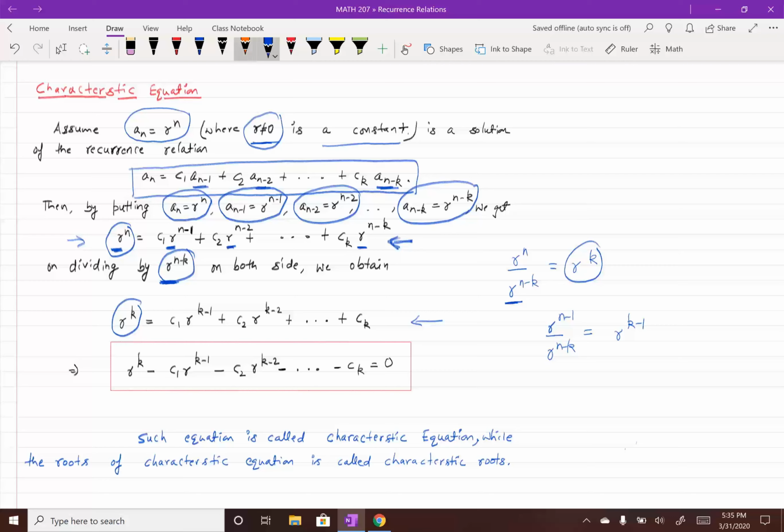Such an equation has a special name and is called the characteristic equation, and the roots of this characteristic equation are called the characteristic roots. Okay, so we are going to use this characteristic equation and these characteristic roots when we write the solution of a linear homogeneous recurrence relation with constant coefficient.